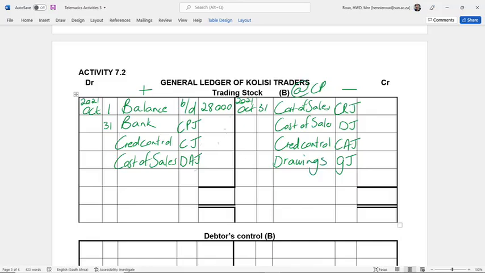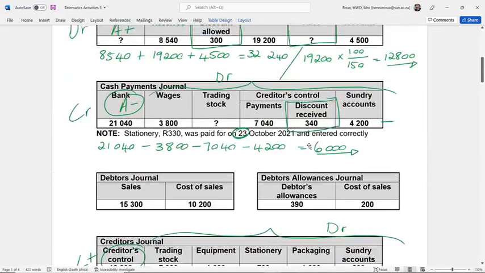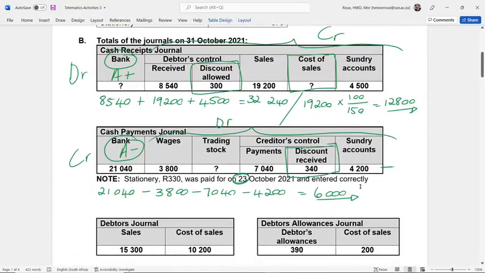We know that trading stock will always have a debit balance. So the debit side will always be more than the credit side after October, and on November the 1st, the balance brought down. Now where to find the amounts? That's the next challenge. We are busy posting to the trading stock account. In the CRJ, the first thing that we look for is trading stock. We don't have trading stock in the CRJ, but we have cost of sales.